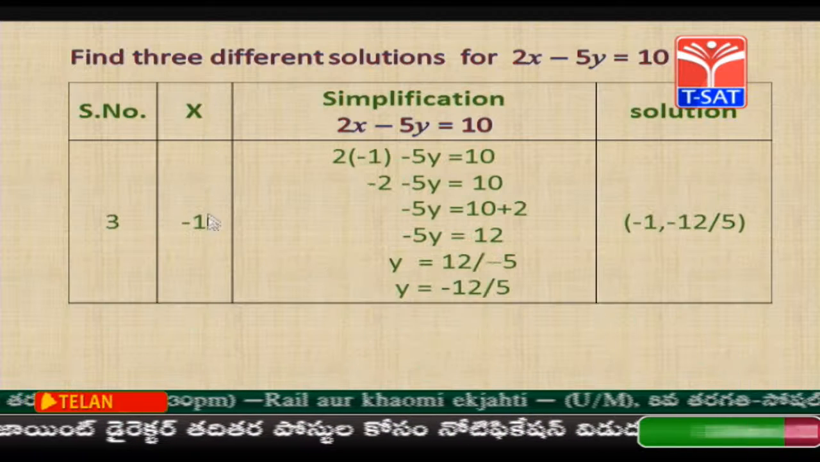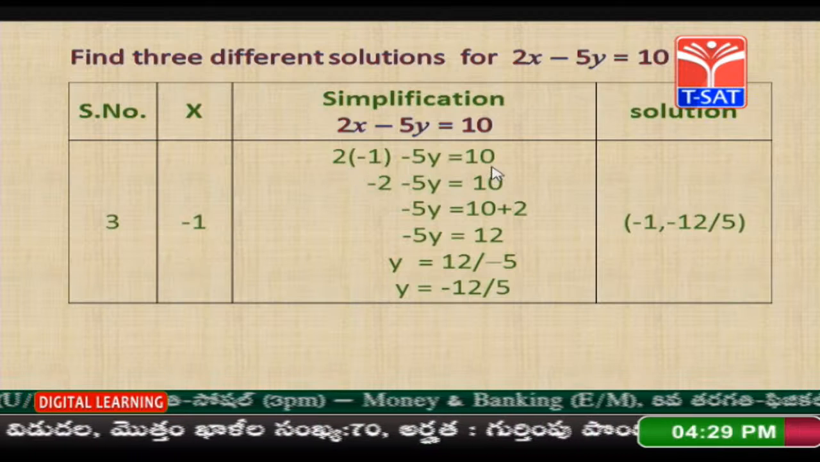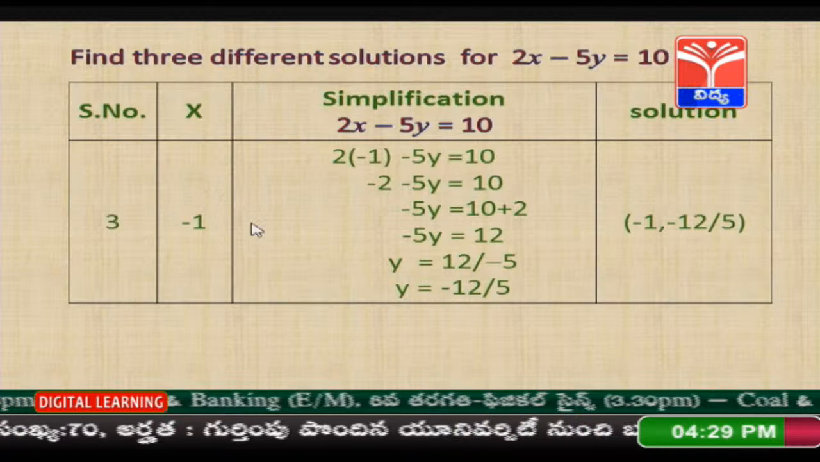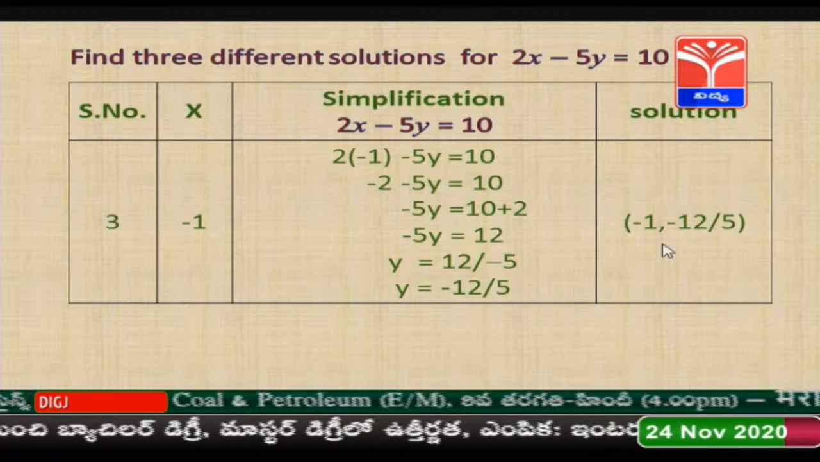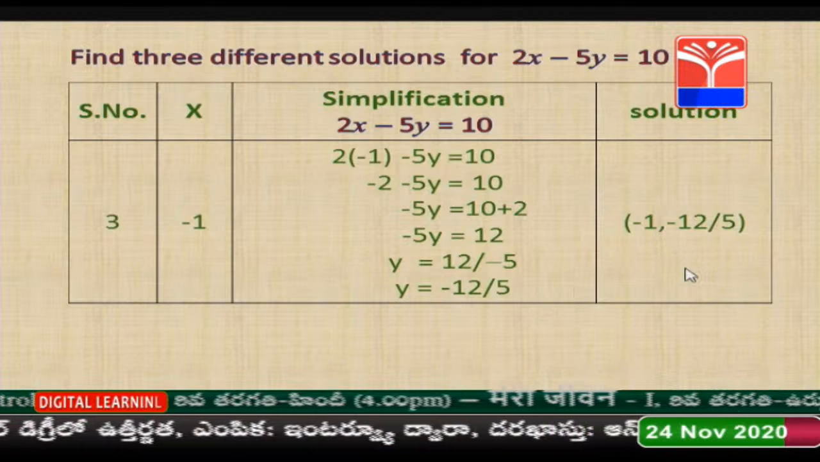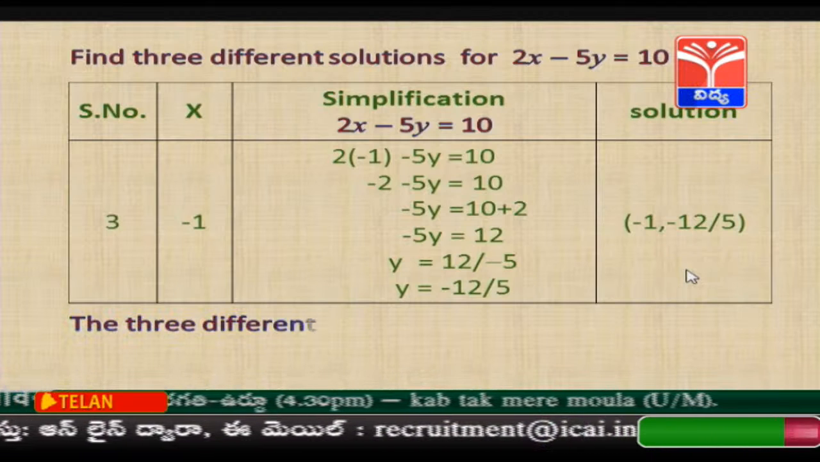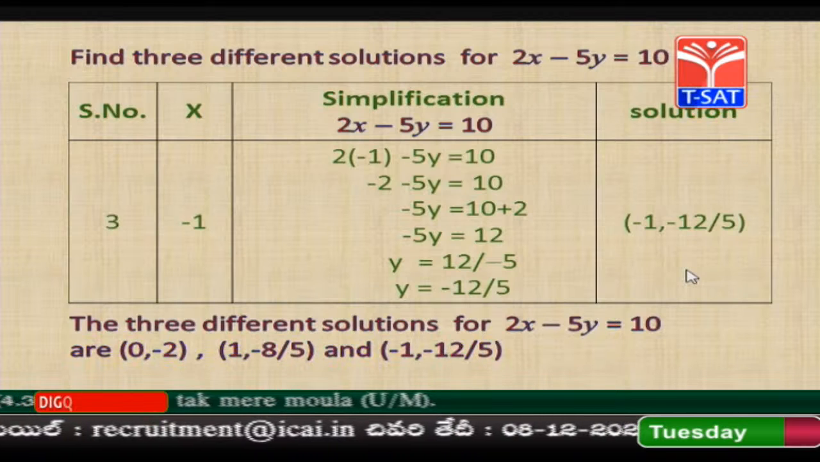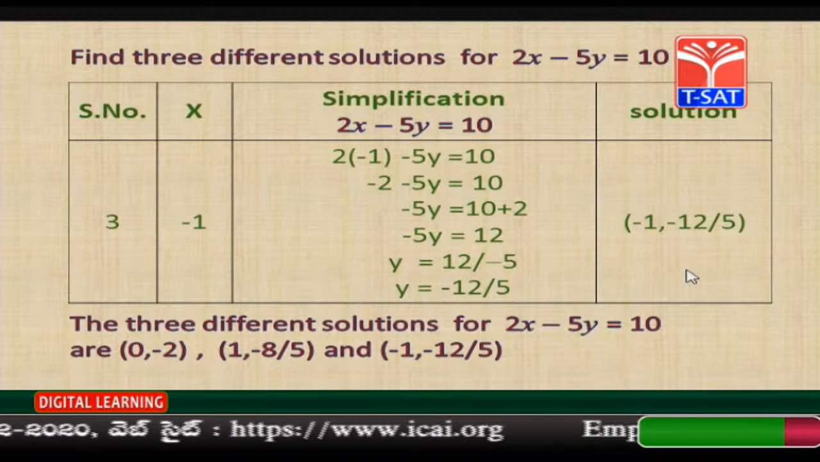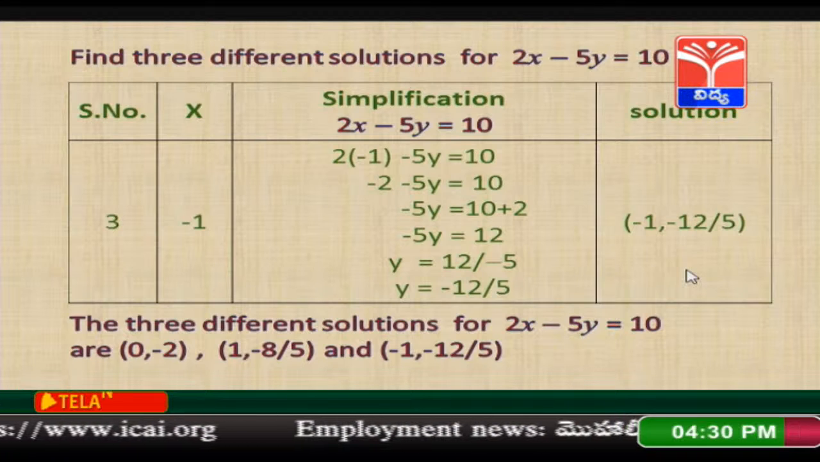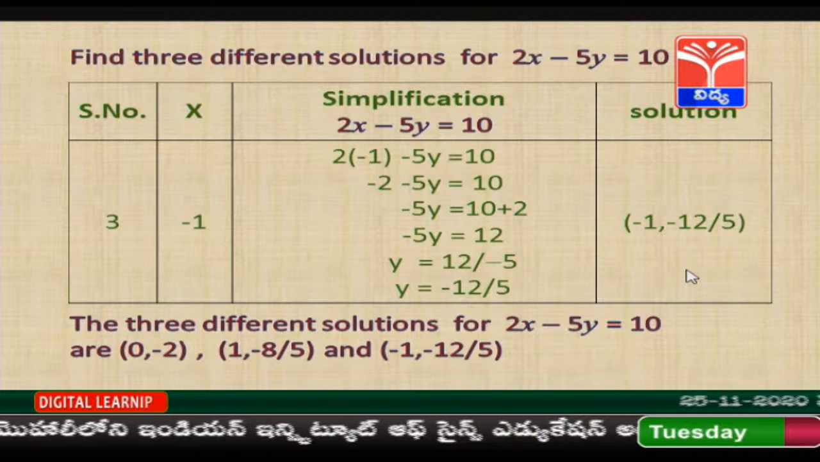If I take x value is equal to minus 1, what happens? 2 into minus 1 minus 5y is equal to 10. For the value of minus 1, I got the answer as y is equal to minus 12 by 5. So, my solution set is minus 1 comma minus 12 by 5. Are you clear, children? Now, let us see what the points are. The 3 different solutions for 2x minus 5y is equal to 10 are 0 comma minus 2, 1 comma minus 8 by 5 and minus 1 comma minus 12 by 5. Like that we can find still more solutions for the given equation.